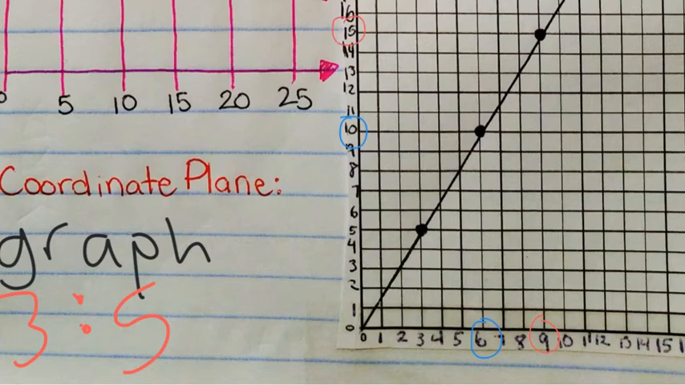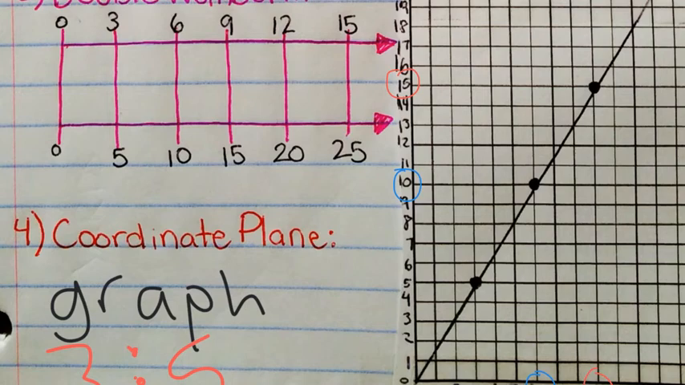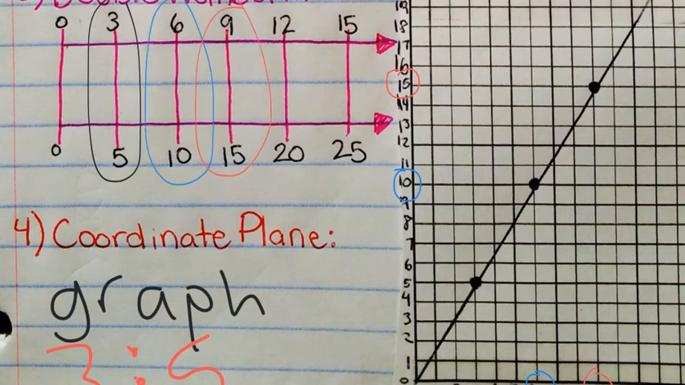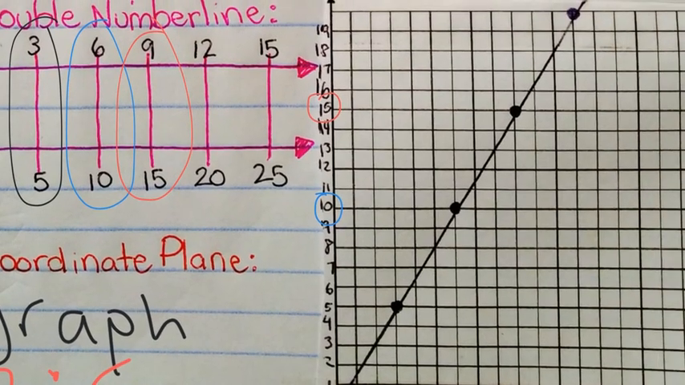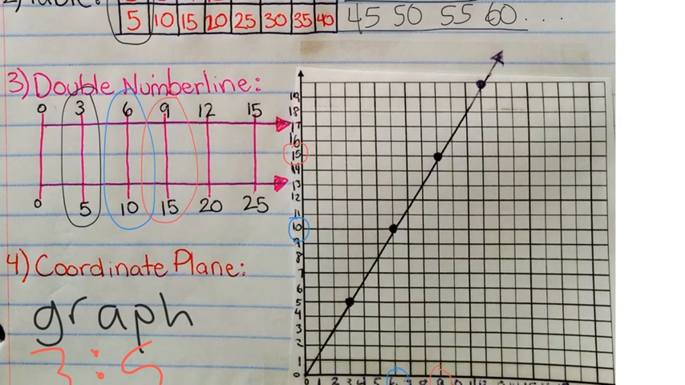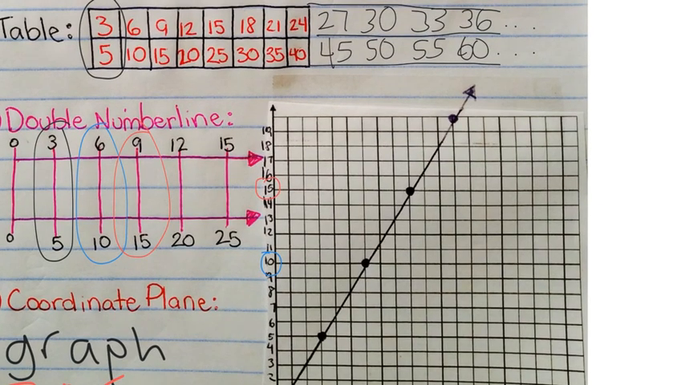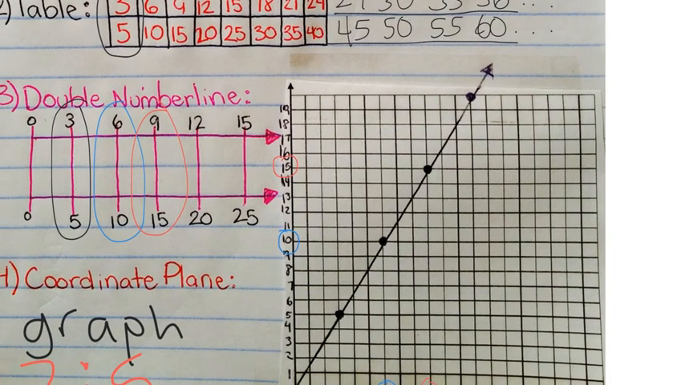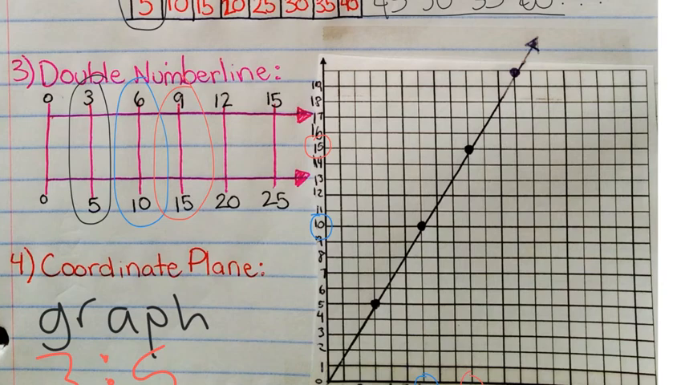Does that look familiar somewhere else? Are we seeing 3 to 5, 6 to 10, and 9 to 15? We are indeed. The graph is a neat way to model because if you had a huge graph, it would go on forever and ever, and you can see how extreme the ratio is based on how steep it is or how not steep it is. If this graph went on and on forever, you'd be able to follow it all the way on. Anyway, so that is how we use a graph.